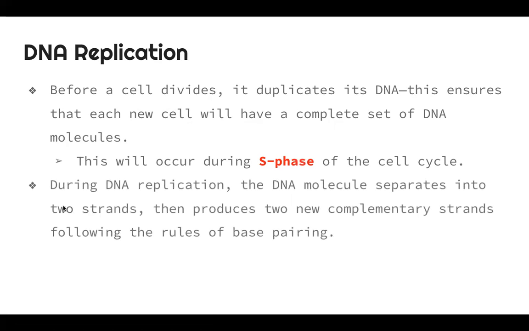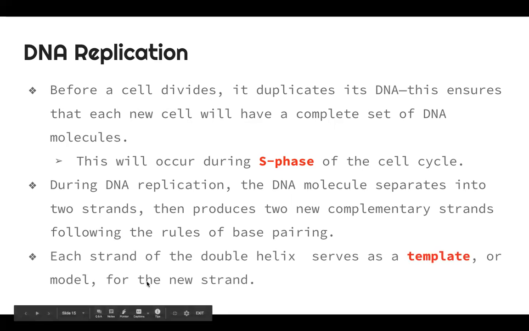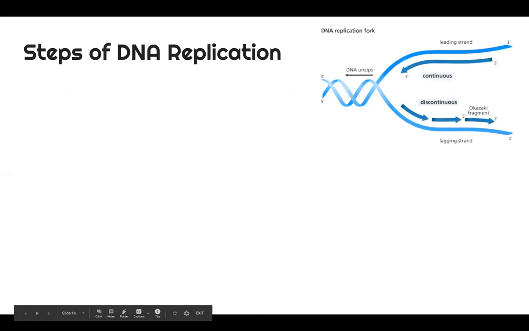During DNA replication, the DNA molecule will separate into 2 separate strands. And then each strand gets a complementary strand, making a brand new DNA strand. So each strand of the double helix is a template. I take apart the 2 strands of the DNA and I create a new strand on each of those. We'll look at what that looks like.